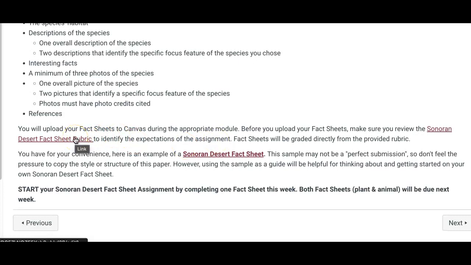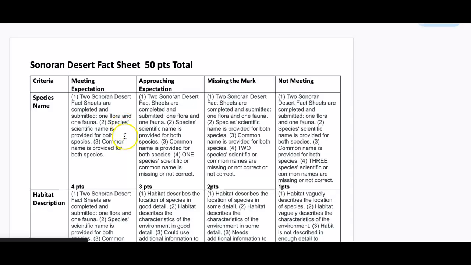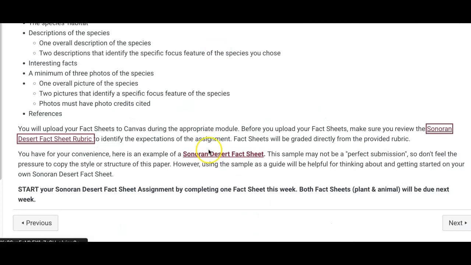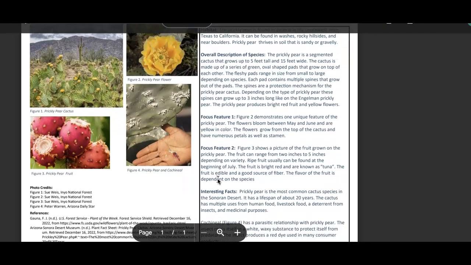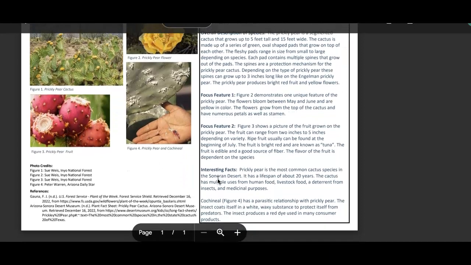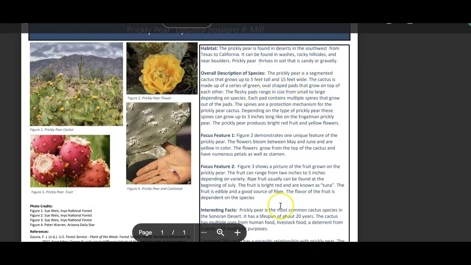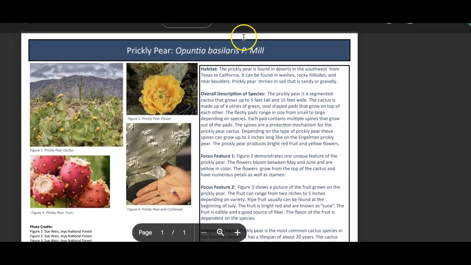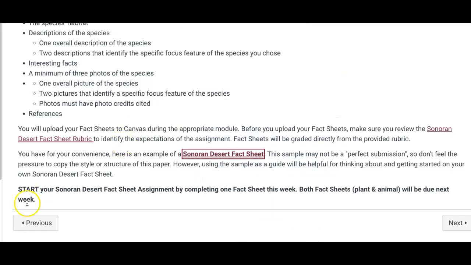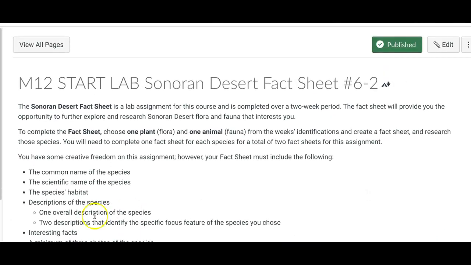Remember that the desert fact sheet rubric is here and linked, and so please review that closely. And then you also have the Sonoran Desert fact sheet example right here for you. Again, follow this carefully. The number of sentences is outlined for you. The amount of detail that's expected is evident in this example that's provided. So please, please, please follow these examples closely so that you can earn those full points. And that brings us to the end of Module 12.